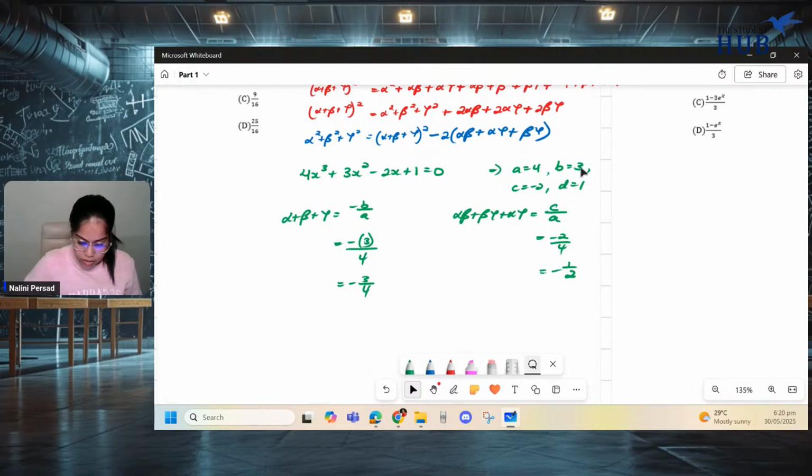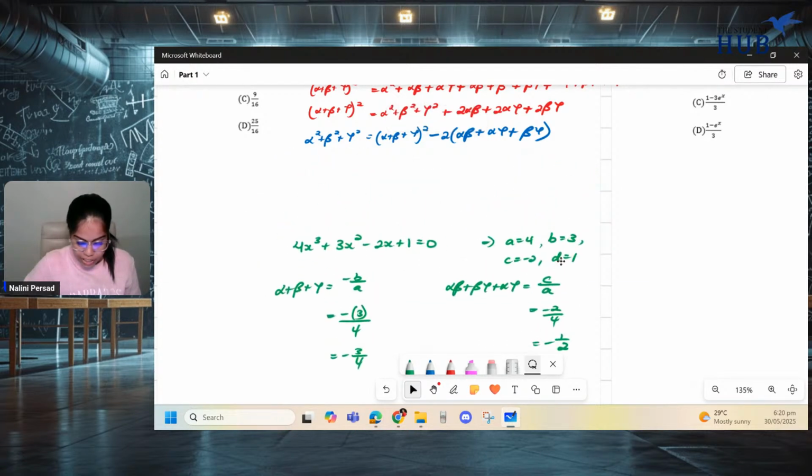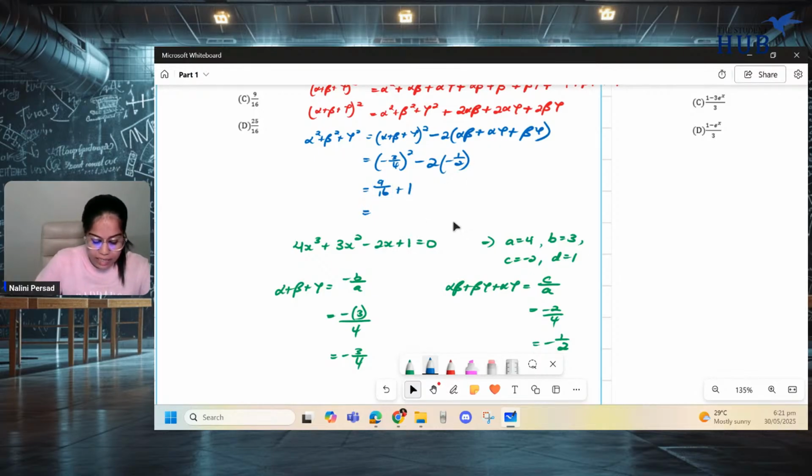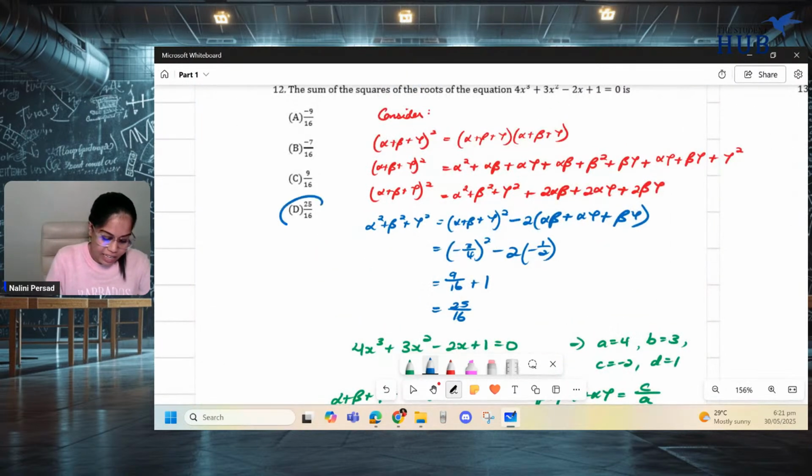Right. So let's see if I could take this. Oh, I locked it. Okay. Bring it down a little bit to give me some space. I just found the sum to be negative 3/4. And I found the product sum to be negative a half. This question has a little bit of length to it. So we have 9 over 16 plus 1. How much is that? 16 plus 9 is 25 over 16. So your answer is choice D.